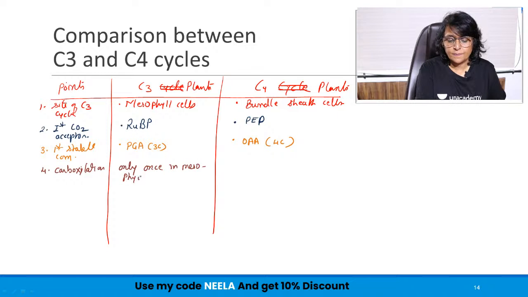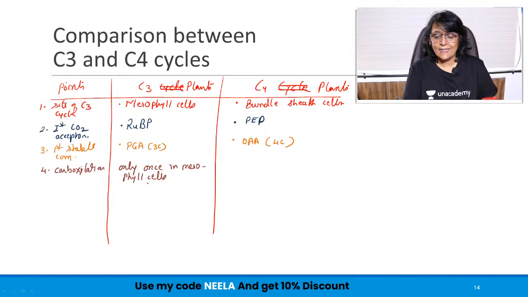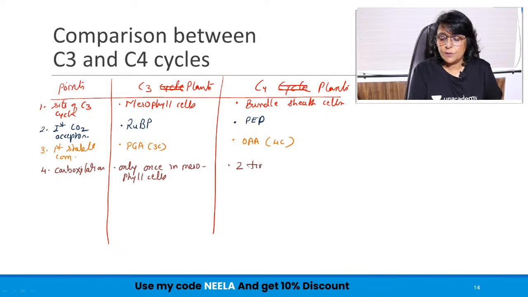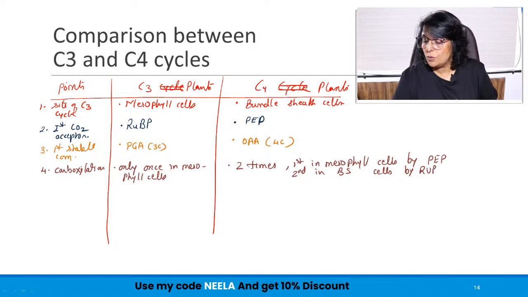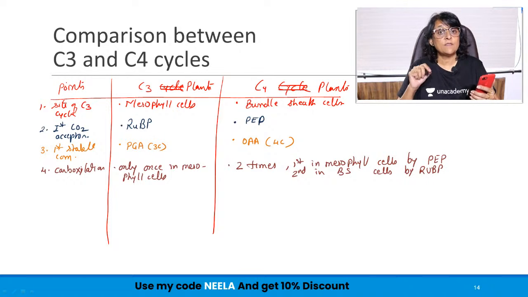mesophyll cells, whereas in case of C4 plants it takes place 2 times, first in mesophyll cells by PEP, and second time in bundle sheath cells by RuBP. So there are 2 places where carbon dioxide is getting added. Is it clear?